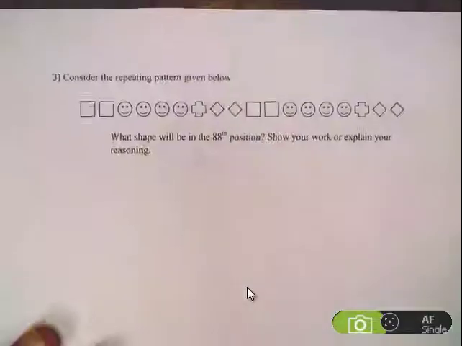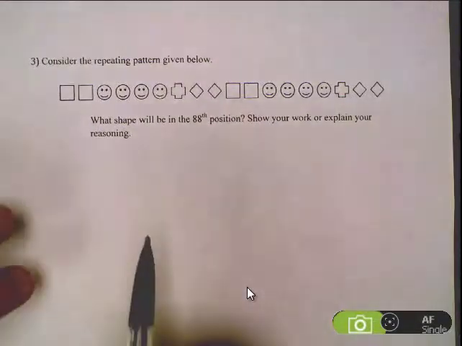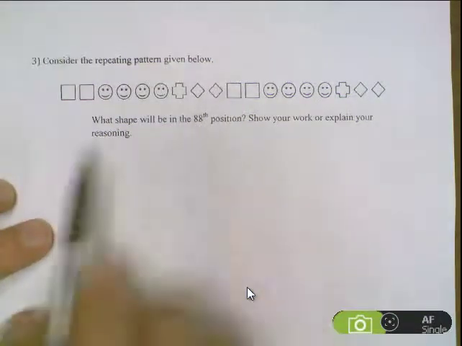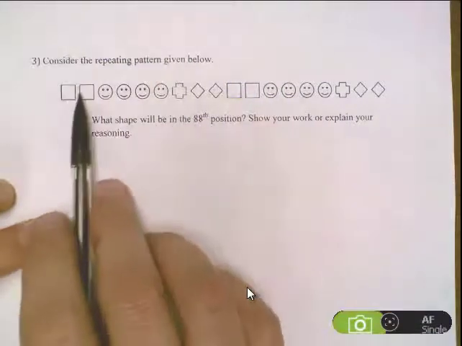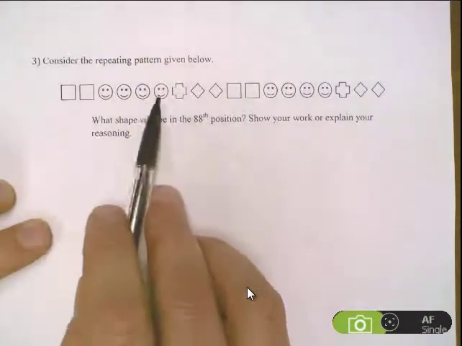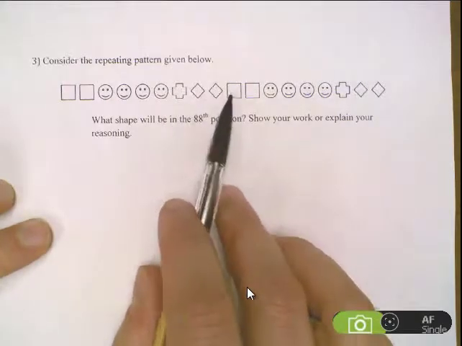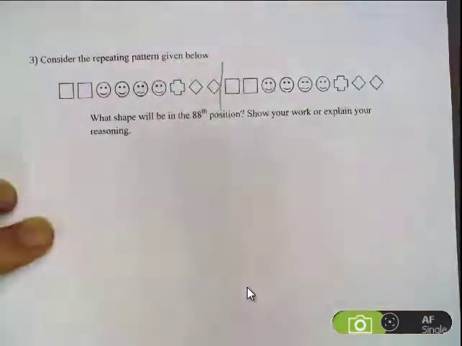All right, let's look at this third one. I think most people got this right. What shape will be in the 88th position? So what you got to do is, we got this repeating pattern: square, square, smiley, smiley, smiley, smiley, cross, diamond, diamond, square, square, smiley, smiley, smiley. Okay, so it starts to repeat after this one.